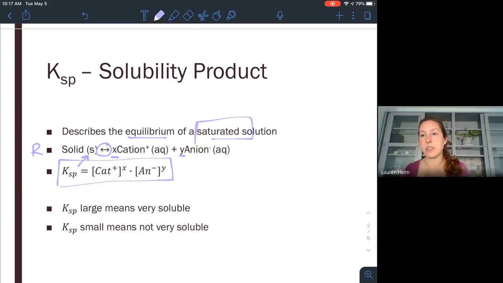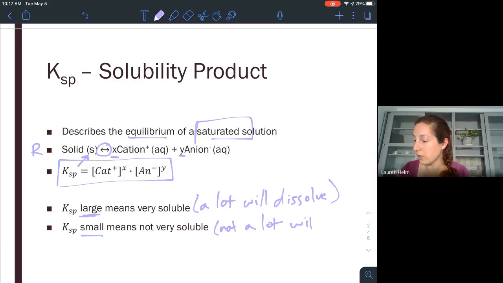What we want to do is make sense of this number. What does it mean when you calculate the constant? Well, if you get a large value, something greater than 1 for your Ksp, that means this substance is very soluble. Another way of saying that is that a lot of this substance will dissolve into the solution, so you're going to have little to no precipitate sitting at the bottom at equilibrium. If your Ksp is small, something less than 1, that tells us that not a lot will dissolve. That means that at saturation, at equilibrium, you are going to see very quickly an excess of solid build up.